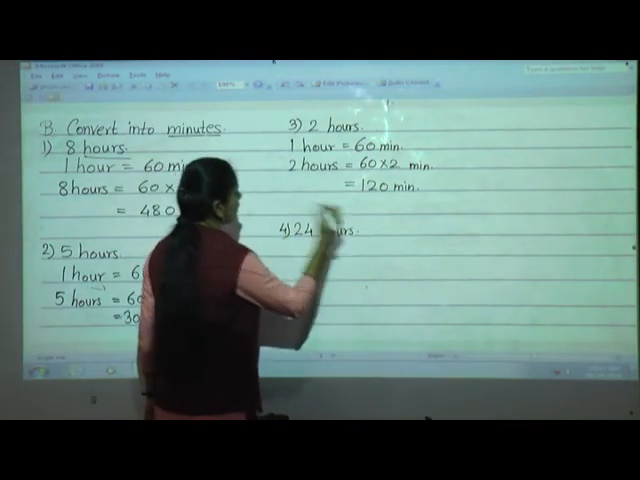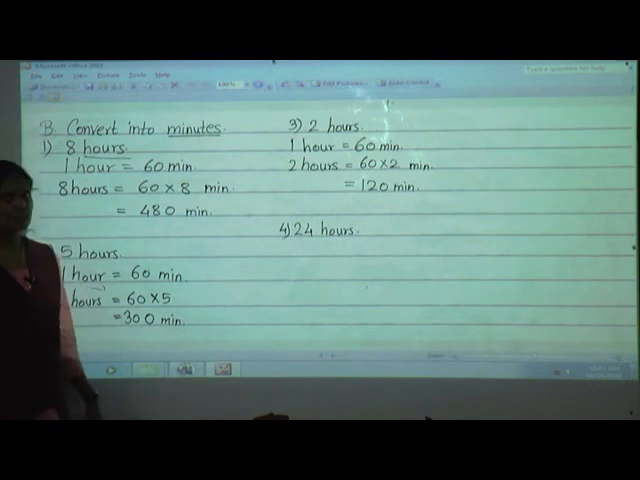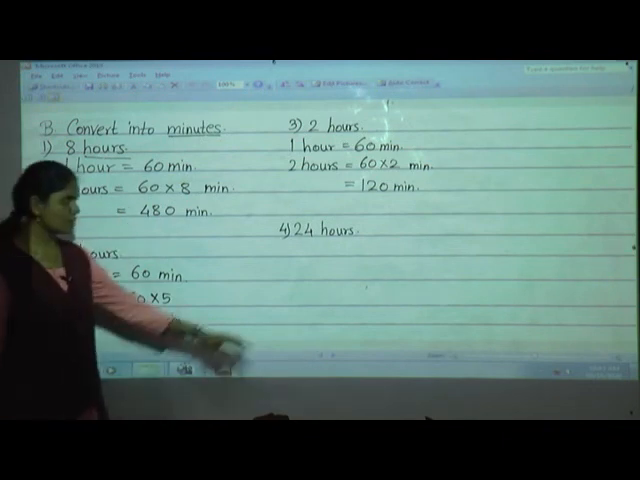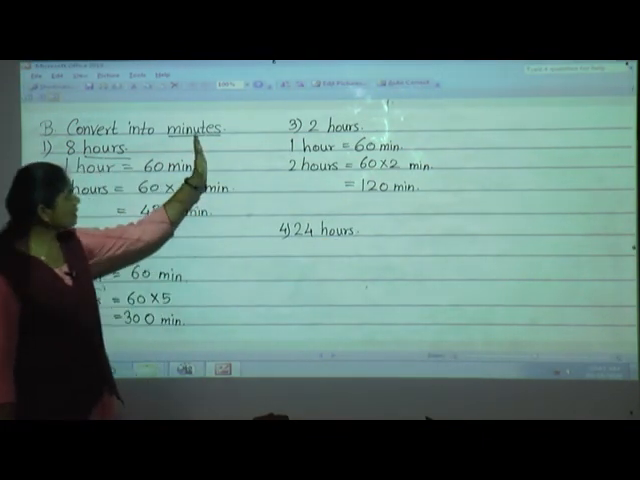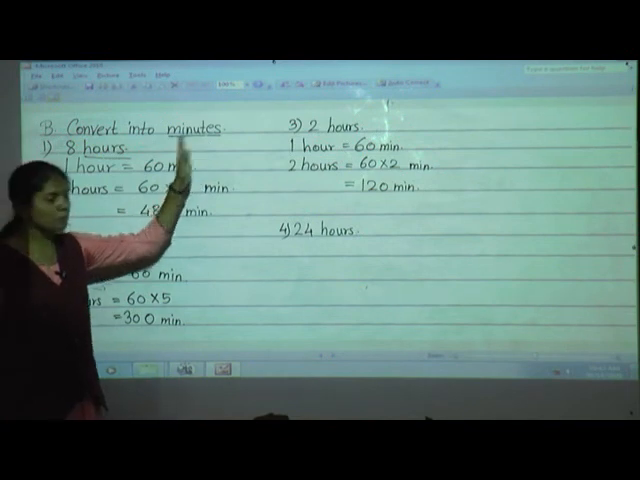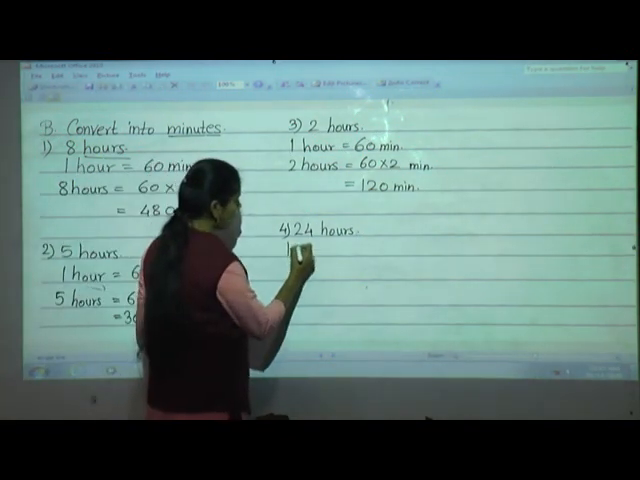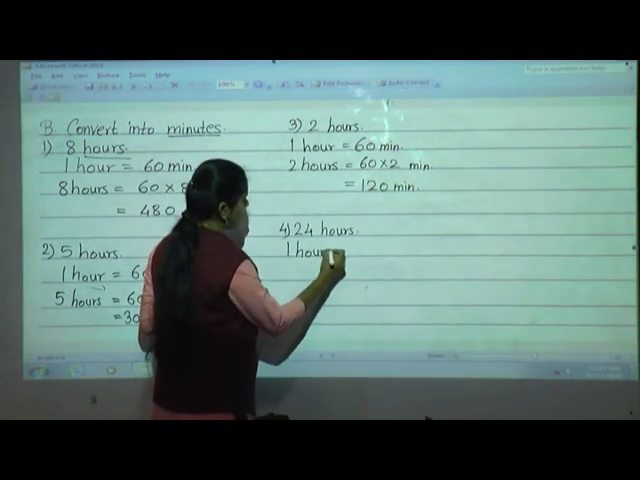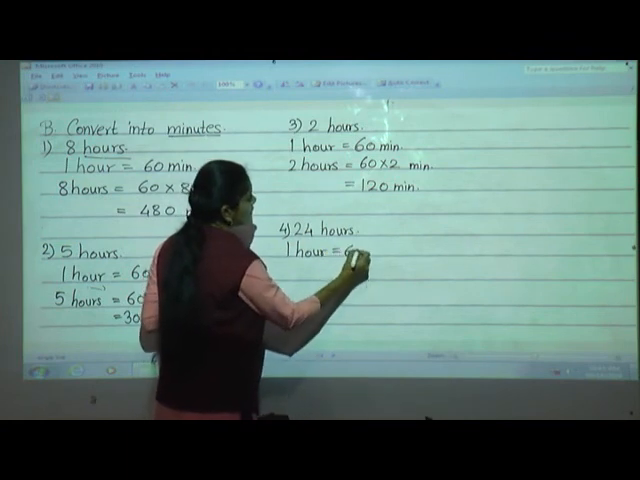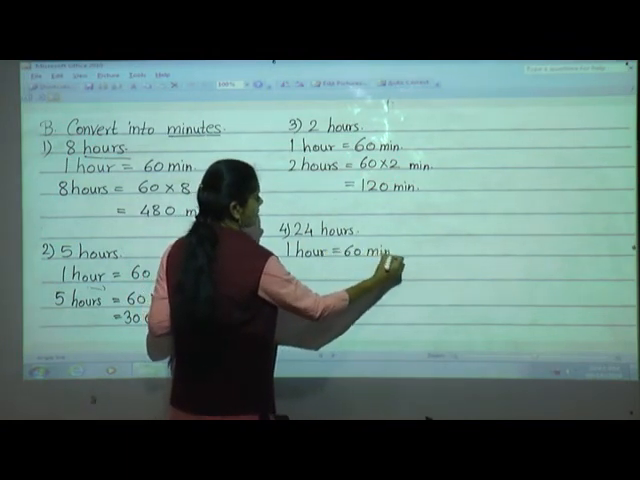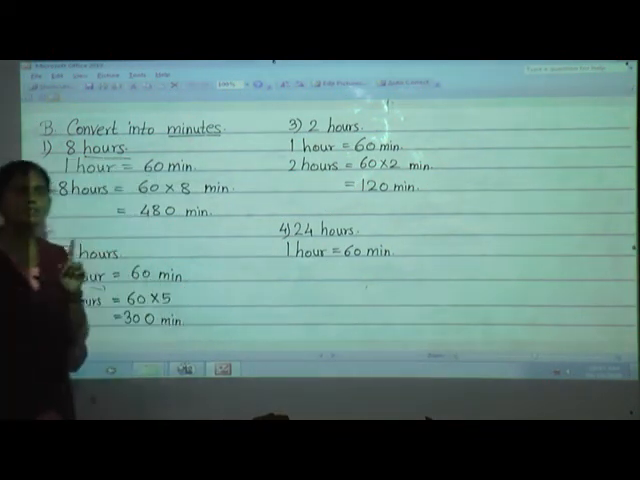Yes, 24 hours. These 24 hours you have to convert into minutes. Here hours are there, and you have to convert them into minutes. So first you have to write: 1 hour is equal to how many minutes? 1 hour is equal to 60 minutes.